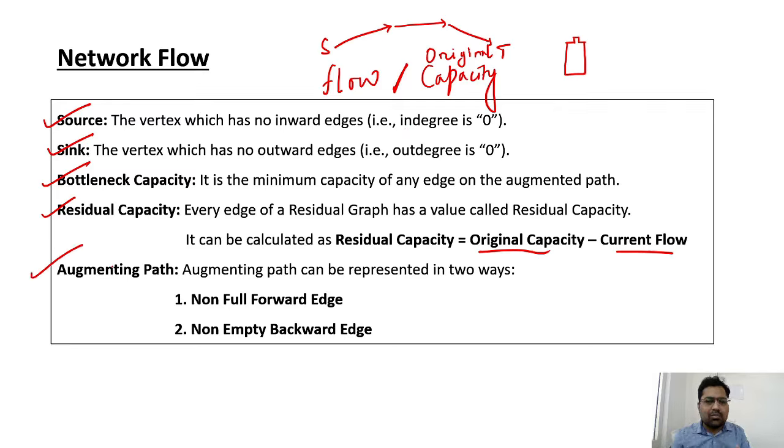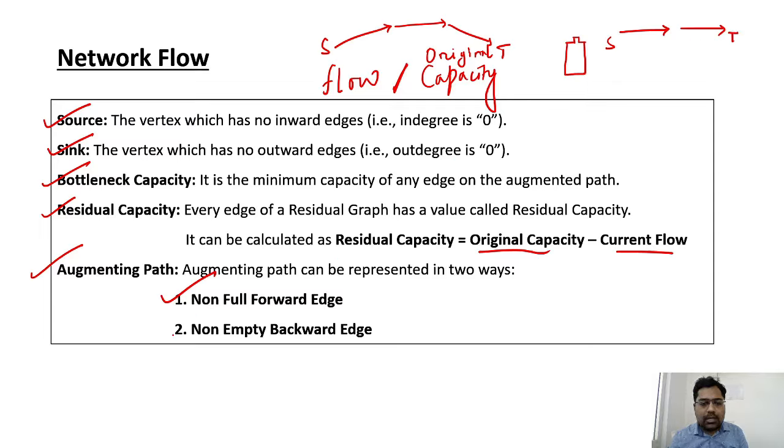Next, augmenting path or augmented path. Once we have done the proper flow, we can say it's an augmented path, as per the English. Whenever we are not done, or we are in the process, we can say it's an augmenting path. There are two types of augmenting path. One is non-full forward edges. You can say there are only forward edges, from S to T.